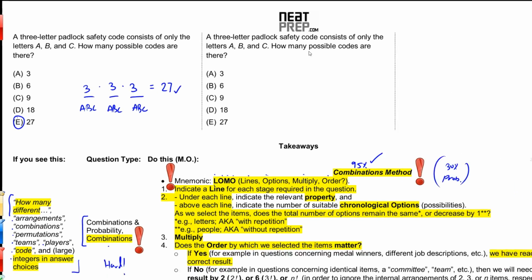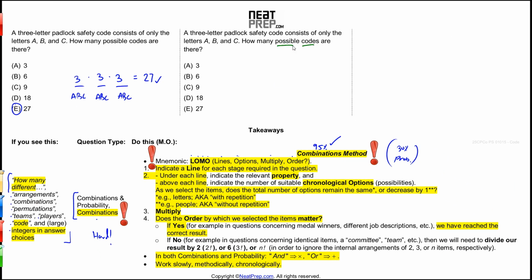Let's elaborate. Since the question is asking us how many different codes are possible, and since it includes integers in the answer choices, unlike probability questions which will include fractions, this is a combinations question. Let's implement the method again, but slowly. Since this is the first combinations question, let's ensure that we review this method slowly and thoroughly.